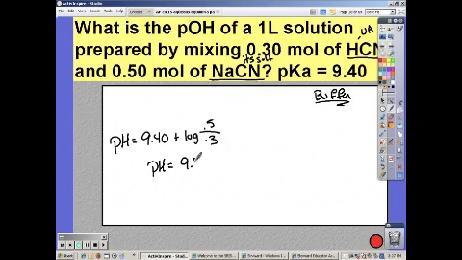But if you look at the problem, it wanted to know the pOH. So we can subtract that from 14 to get our pOH of 4.38.